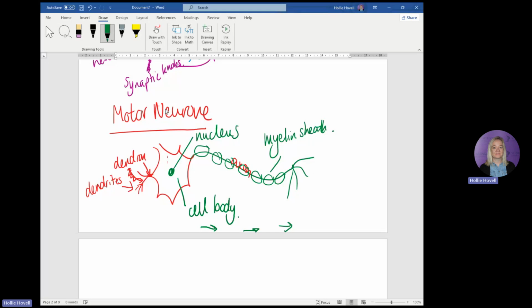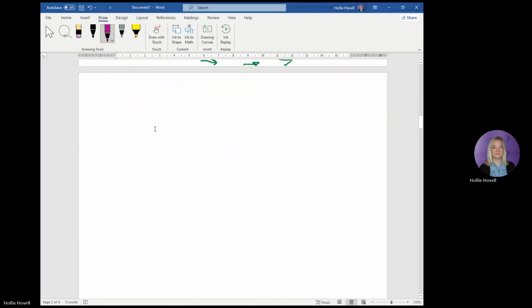Okay, now where's this fit into the big picture? So it's going to come from the relay neuron and it's going to go to the effector. And the effector, remember, can be a muscle or a gland. And that's going to send the signal from the central nervous system to the effector. So the way they're going to fit together is you're going to go from sensory to relay to motor.